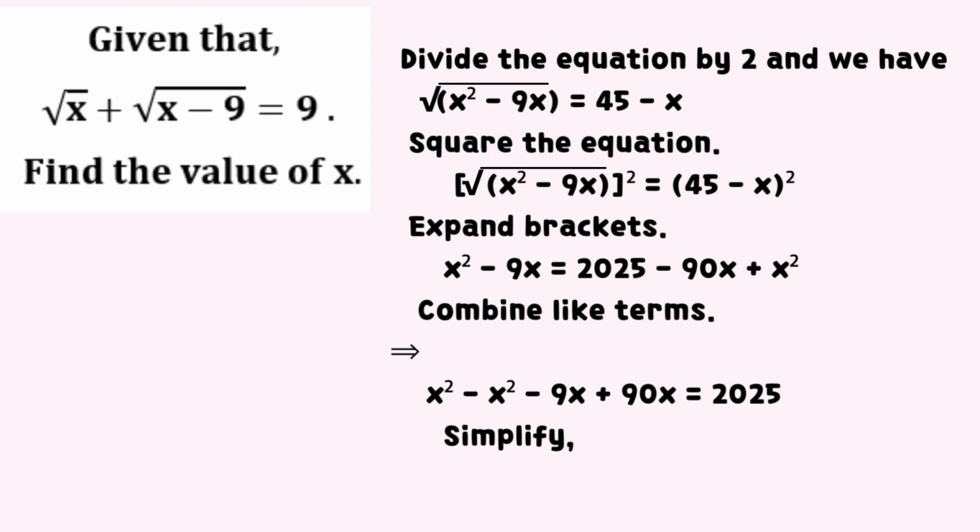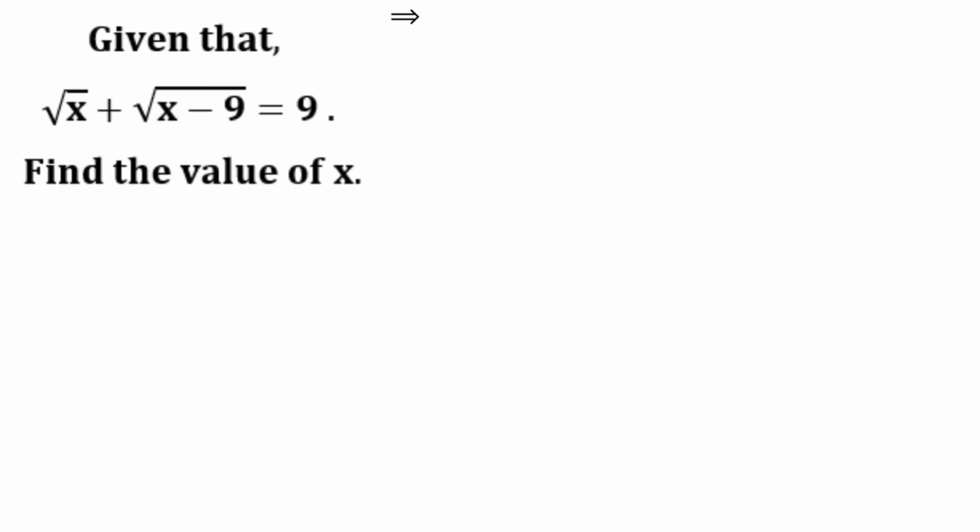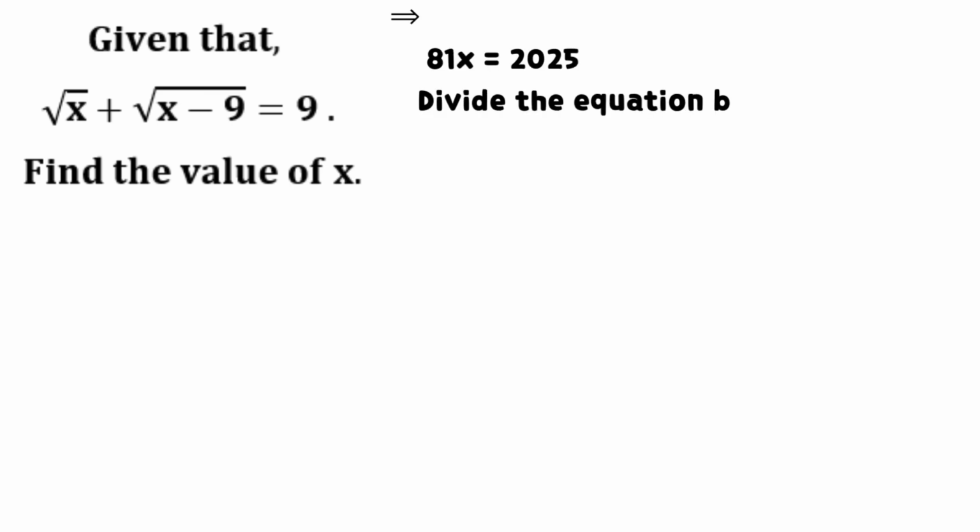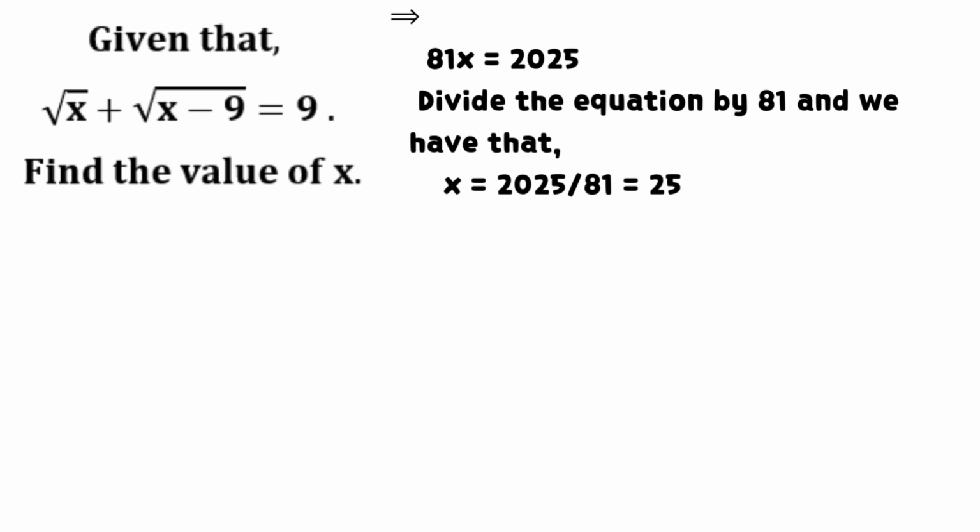Simplify. It signifies that the product of 81 and x equals 2025. Divide the equation by 81 and we have that x equals 2025 divided by 81, which equals 25. Therefore, x equals 25.